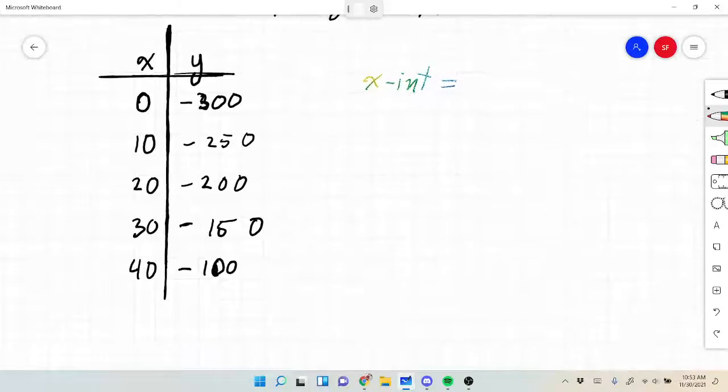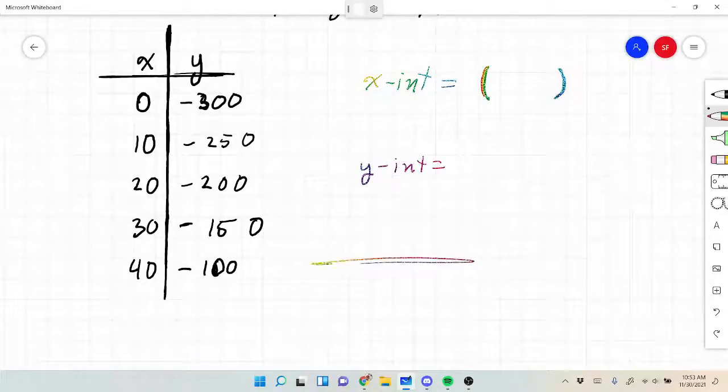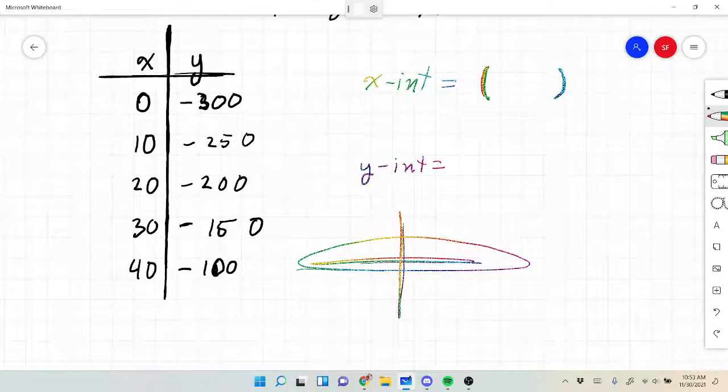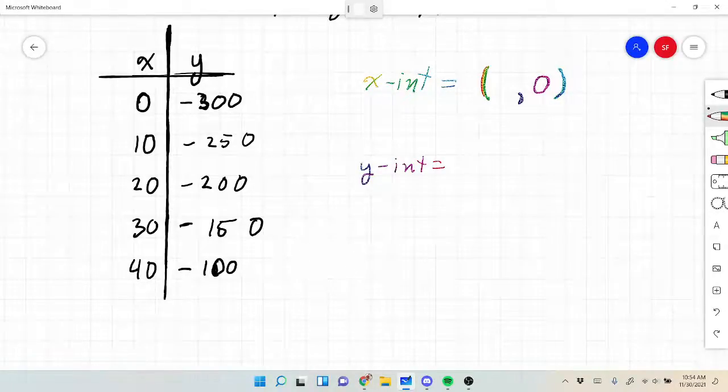They're always going to be a point. The x-intercept: all the way along the x-axis, all along that guy right there, what is y equal to? 0. So the point for the x-intercept is always going to be some number, 0. So how is that going to change for the y-intercept? The x is going to be 0.